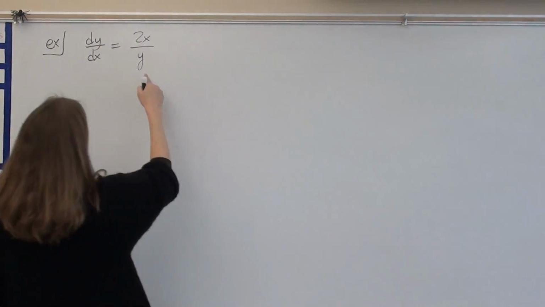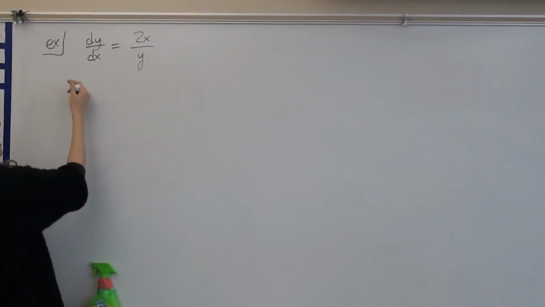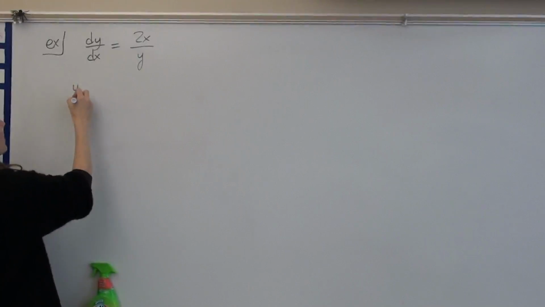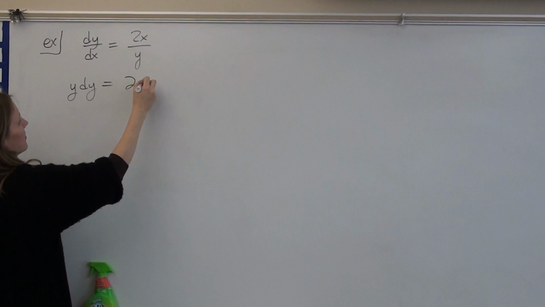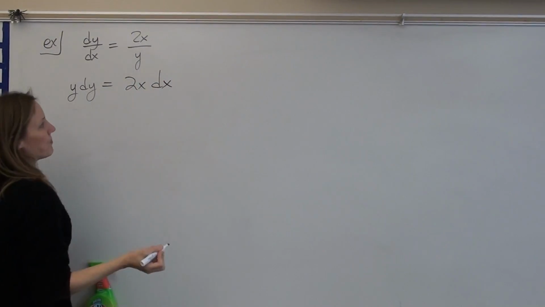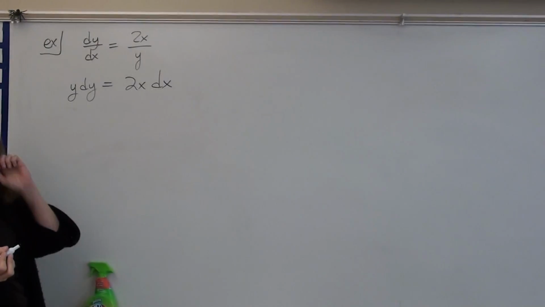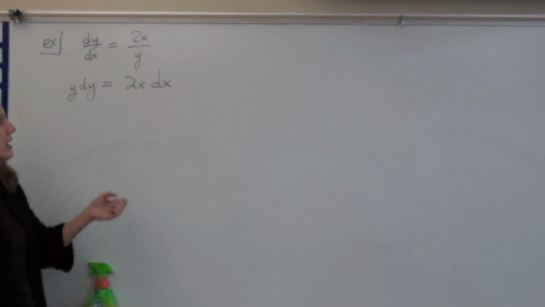So we're going to separate the variables. The first thing we're going to do is multiply both sides by y, and multiply both sides by dx. So now we've got separate variables. The x's are on one side, the y's are on the other.